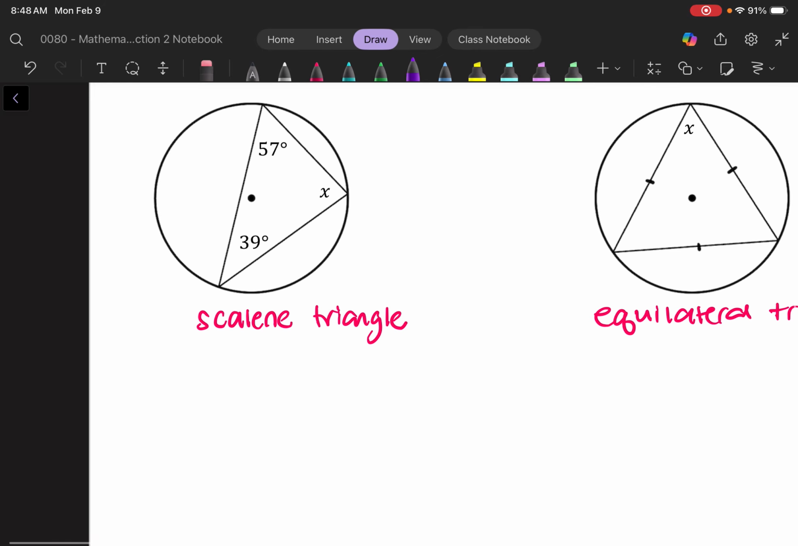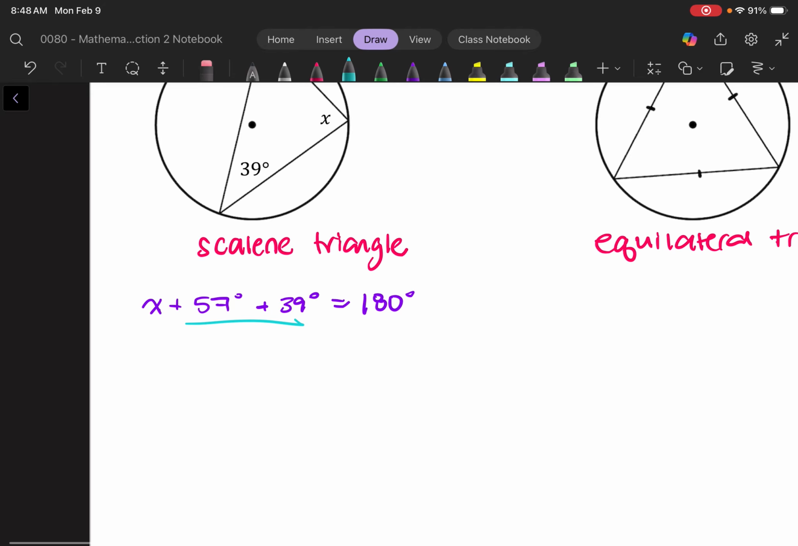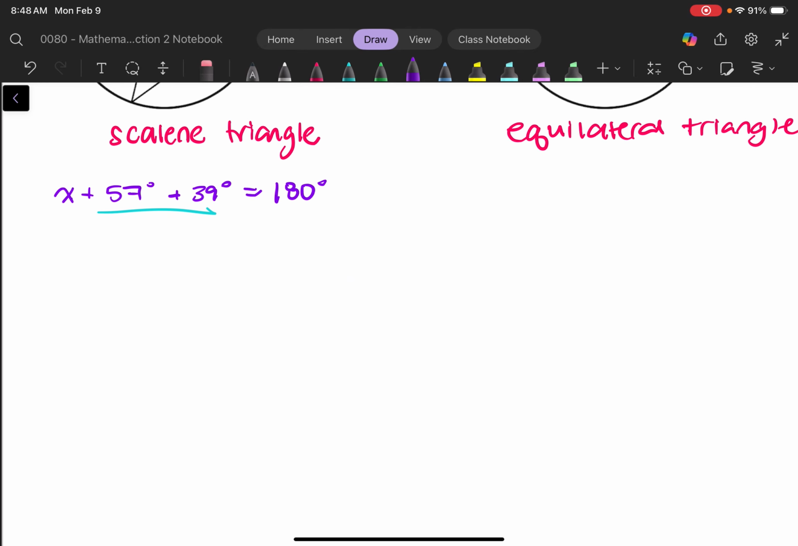Next, I've got my scalene triangle, and I'm simply adding those 3 angle measures together. I've got x, 57 degrees, and 39 degrees together. They add up to 180 degrees. I'm going to collect like terms on the left, and when I do that, I get x plus 96 degrees is equal to 180 degrees. I'm subtracting 96 degrees from both sides to get x alone, and when I do so, I get x is equal to 84 degrees.